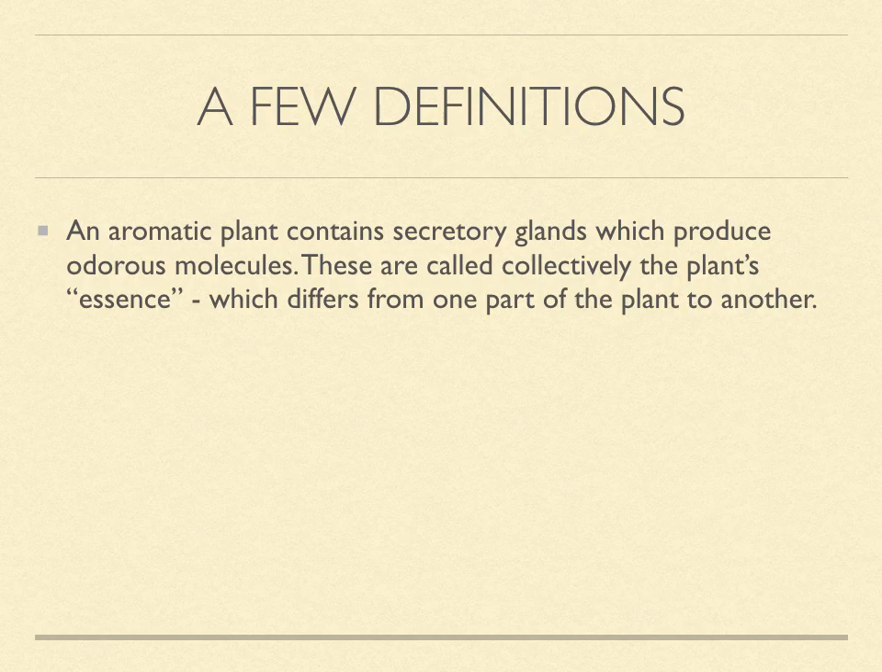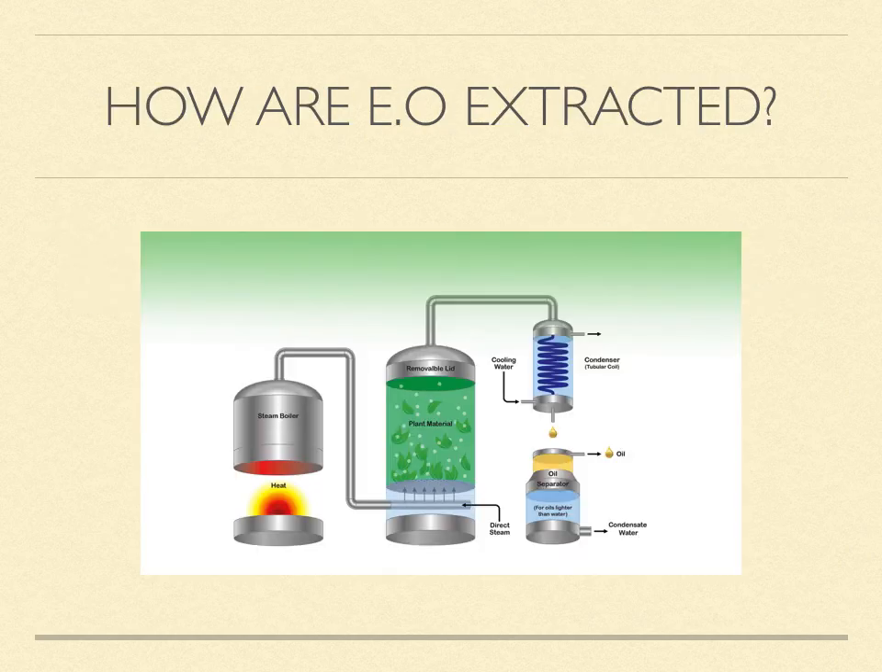How do we extract the essence of a plant? We basically make an essential oil from the plant. An essential oil is an attempt at extracting the essence from the aromatic plant. And we do this through steam distillation. This is the apparatus that is used in order to do steam distillation on aromatic plants.